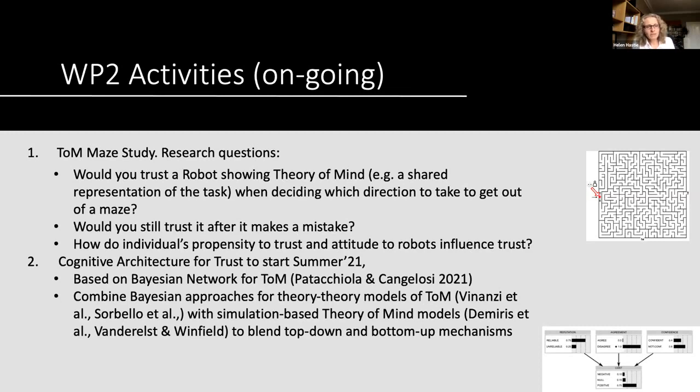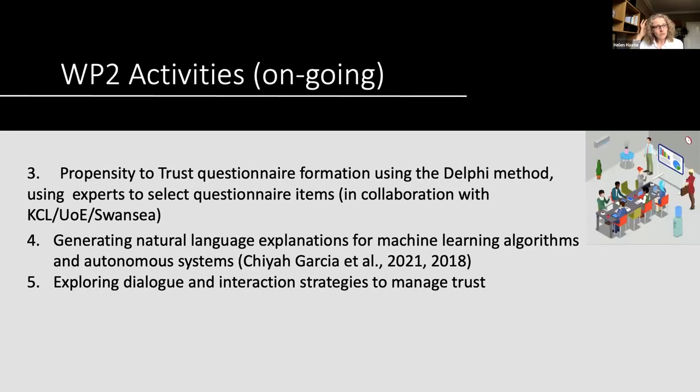And then we're going to work on this cognitive architecture for trust, starting in the summer. This is based on Angelo Cangelosi's prior work, where he's used Bayesian networks to model theory of mind, and then combining Bayesian models of theory of mind with simulation-based models of theory of mind, blending the top-down and the bottom-up mechanisms. If you have any questions about theory of mind and cognitive architectures, then Angelo will, of course, be open to talking to you.